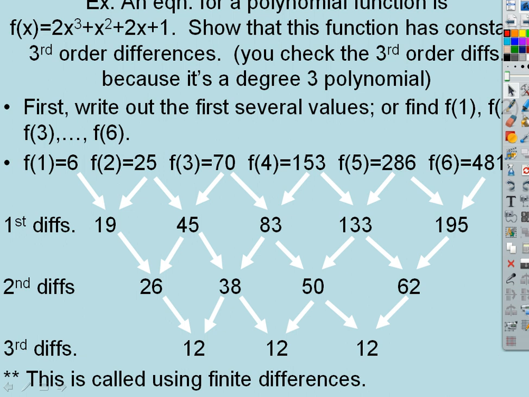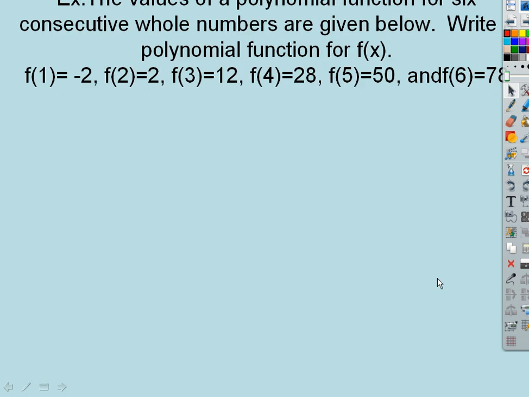What if we have a problem like this? If we have this data that we want to fit to a polynomial, right? So we know that f of 1 is negative 2, f of 2 is 2, f of 3 is 12, etc. We're given all this data. And we want to figure out what's the polynomial function that fits this data. Here's what we can do.